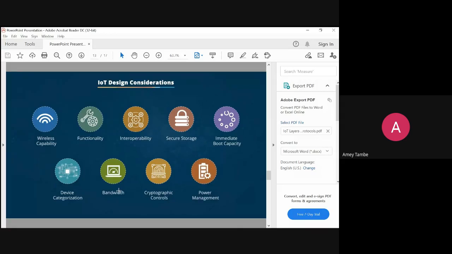Then we need to talk about interoperability. Of course, each and every communication channel needs to have interoperability for better use and better maintenance. Then we can have secure storage. If your device is emitting some kind of valuable data, and when we say data, it is always a valuable one.